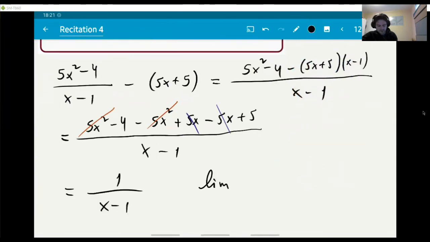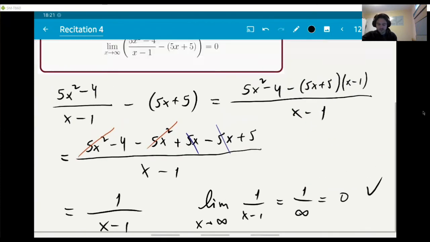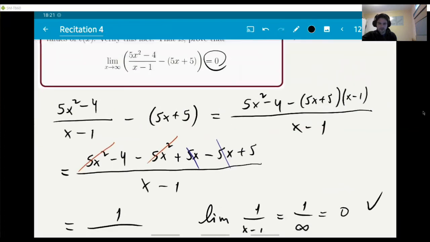What is the limit of this expression? As x goes to 0, sorry, to infinity, it's 1 over infinity. That's a 0. As we wanted to check, they said verify that this limit is equal to 0. So it really is. This is the only line, by the way, the only expression of the form ax plus b that you could have subtracted from f in order to find a limit 0. So this line can be called a slanted asymptote because f approaches it in the limit.